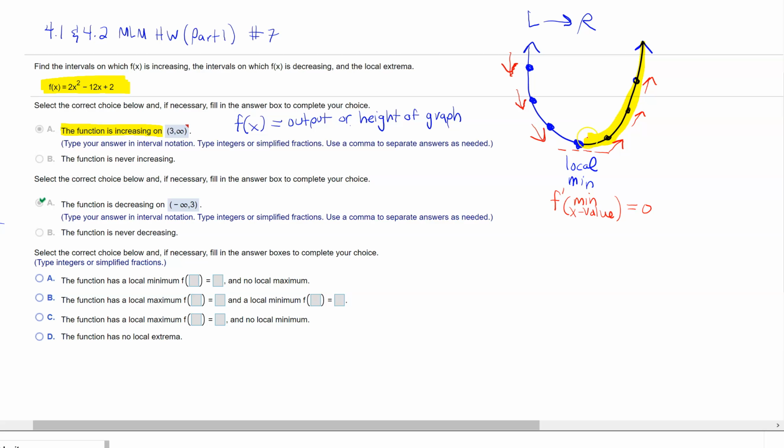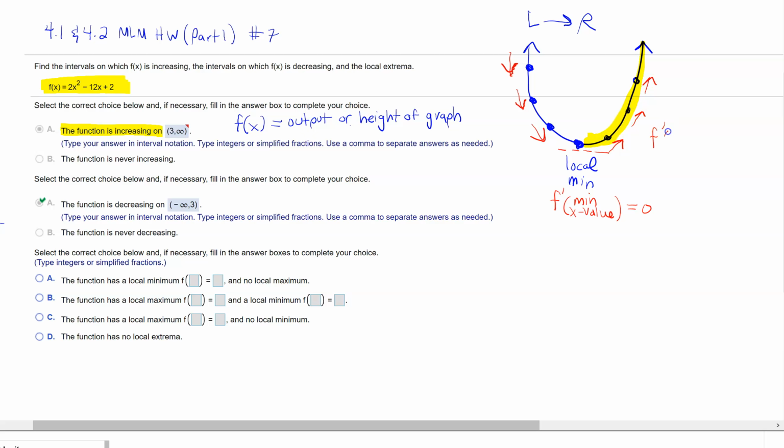So the graph has increasing outputs when the derivative is positive, when those tangent lines are pointing up. Another way to say that is when the derivative is greater than 0. So I can figure out this point where that shift happens from negative tangent lines to positive tangent lines by setting my derivative equal to 0.